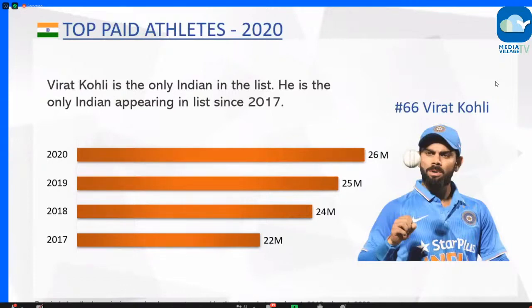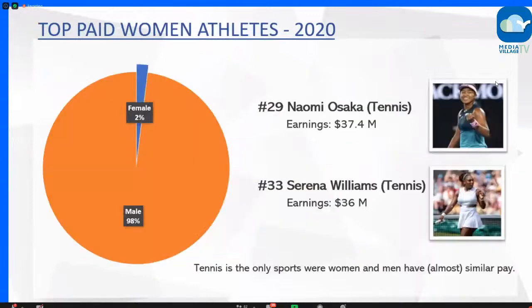Then the third question which I asked was, how many women athletes were there? So obviously many of your readers will be women, and they'll be interested to know it. Many of your readers will be interested in women's rights and equality, so they might be interested in knowing such a story. When we analyze the data, we will see that only 2% of the top 100 list are women. Out of 100, only 2 women appear in the list. On rank number 29, Naomi Osaka with an earning of 37 million, and on rank number 33, Serena Williams.